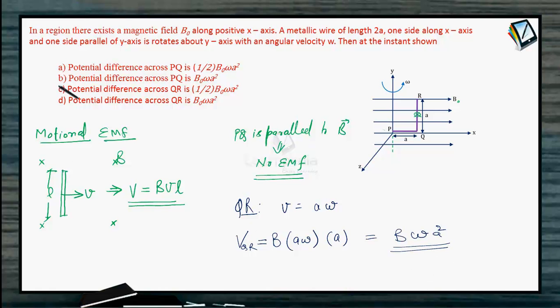Now let us read out the options. The potential difference across PQ is half B naught omega a square? No, it is not. Potential difference across PQ is B naught omega a square? No, it is not, because we know the potential difference across PQ is 0 at this instant, since it is parallel to the magnetic field. Potential difference across QR is half B omega a square? No, this is not correct. So option D is the correct option, that for QR the potential difference is B naught omega a square.